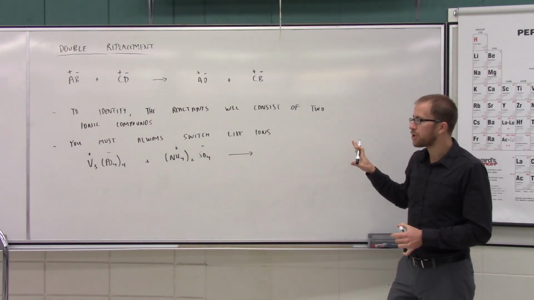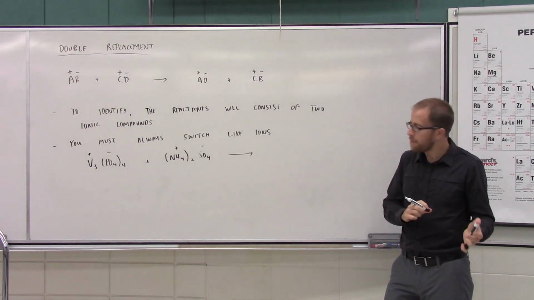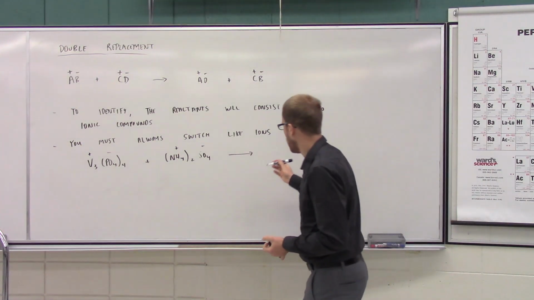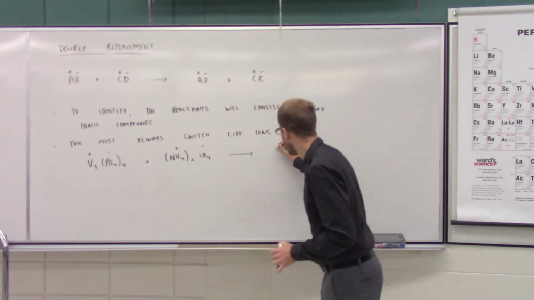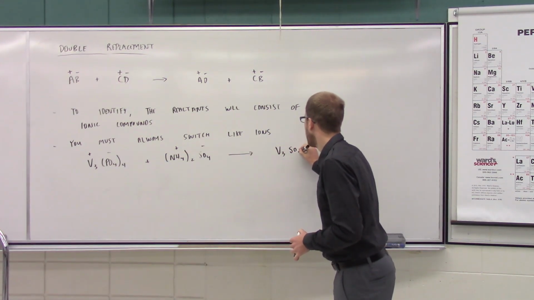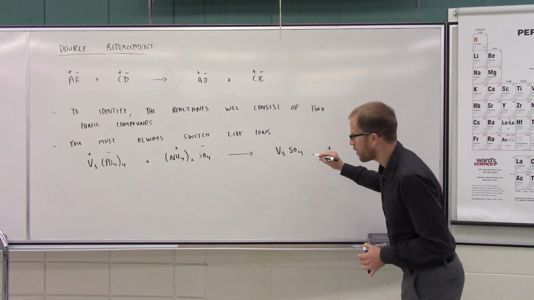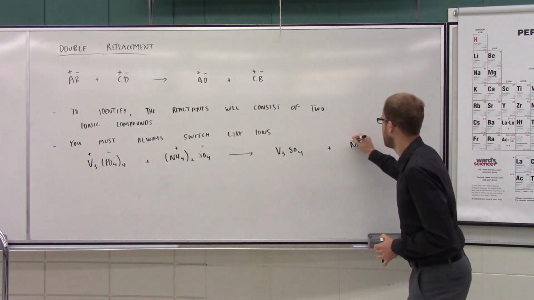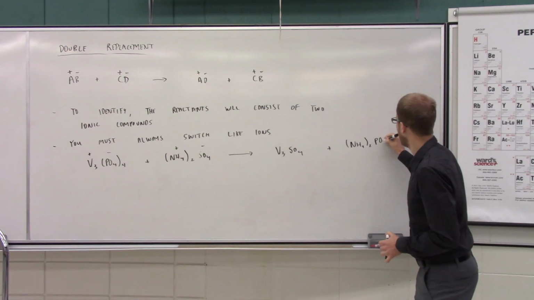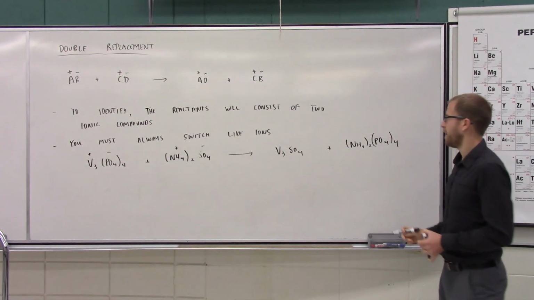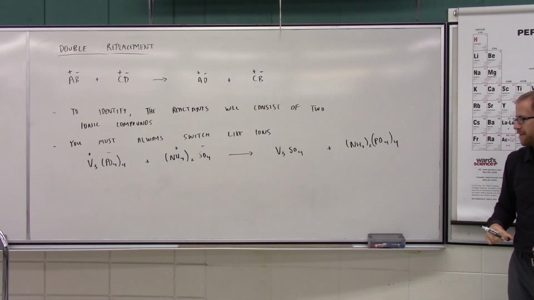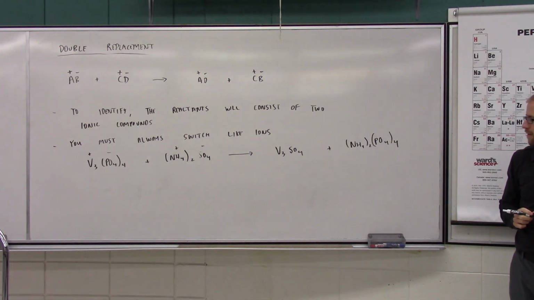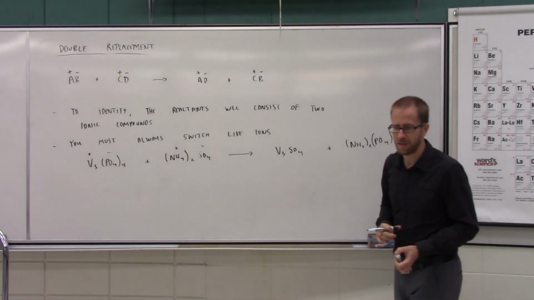A lot of students here, they're very tempted to do something like this. They'll be like, okay, well I've got 3 vanadiums, 1 sulfate, and we're switching, okay, so we're going to do this. And then we're going to do this. Okay, we got that, so it's going to look like this. NH4, 2PO4, 4. And then they'll be like, okay, it's done. Why is this like super wrong? It's balanced. I have the right number of phosphates and ammoniums, but why is this super wrong?